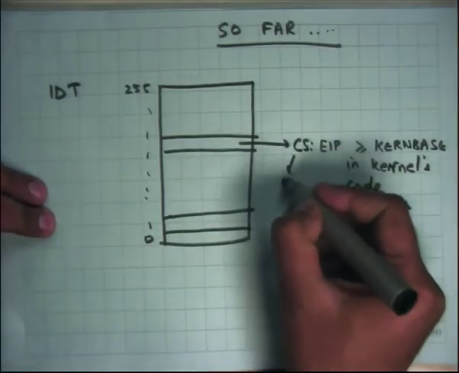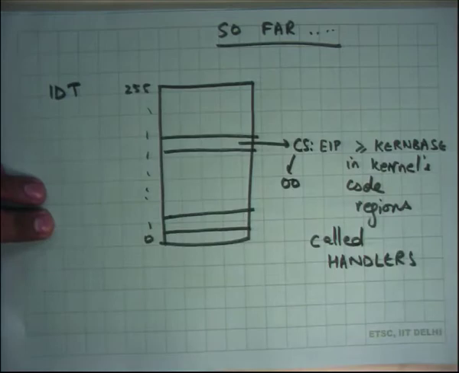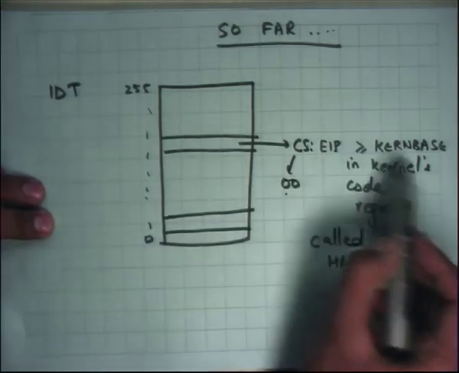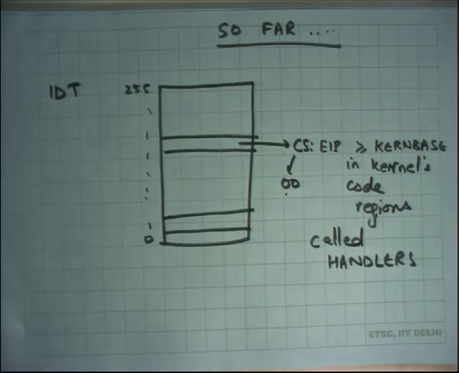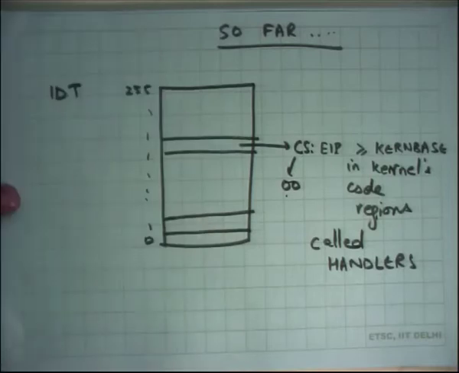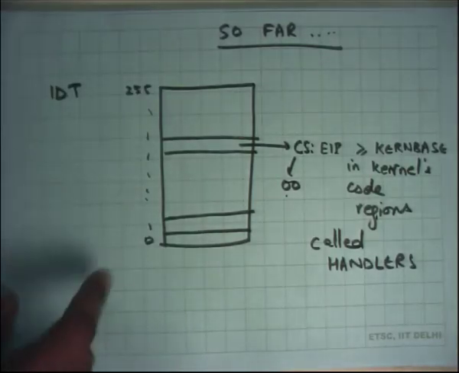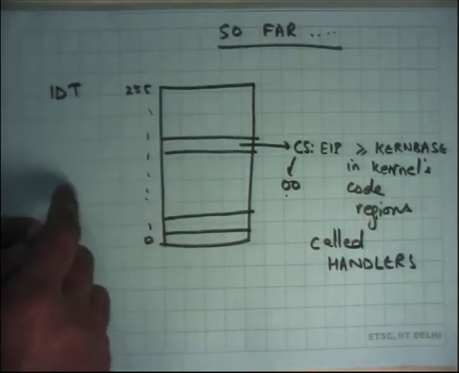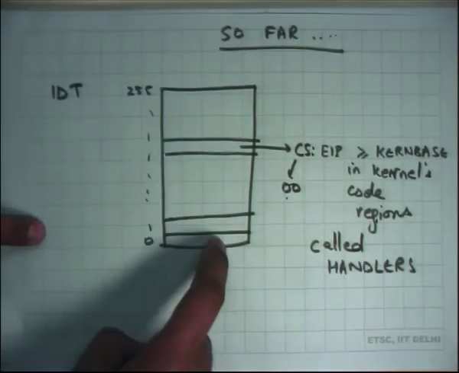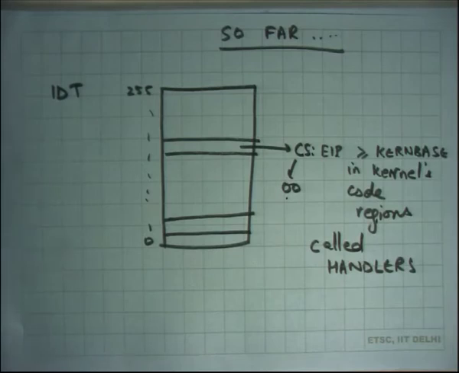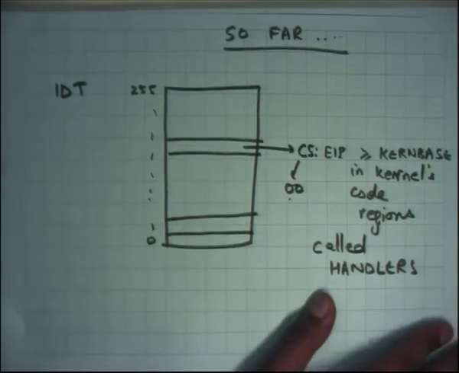CS has the last 2 bits as 00, which means it runs in privilege mode, and EIP is somewhere in the kernel's code region, so the handler gets called, right? And these pointers are initialized by the operating system itself, and we have already seen that the user is not allowed to overwrite either the IDTR, which points to the IDT, or the entries in the IDT itself. The IDT itself is going to live in the kernel space, so clearly the user cannot access it. If it was able to access it, then it can just bring down the system.